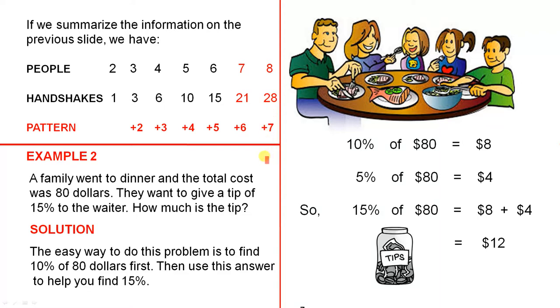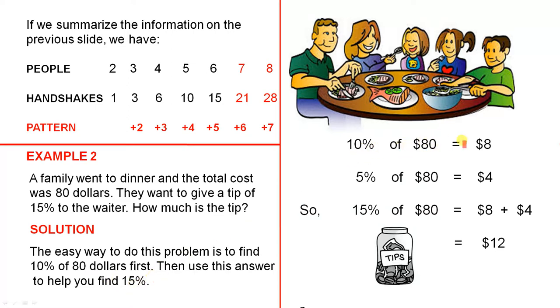Example 2. A family went to dinner, and the total cost was $80. They want to give a tip of 15% to the waiter. How much is the tip? Solution. The easy way to do this problem is to find 10% of $80 first, then using this answer to help us find 15%. So once you find 10% of $80, you can then use that answer to help you find what 15% is. Let's see how we do it.